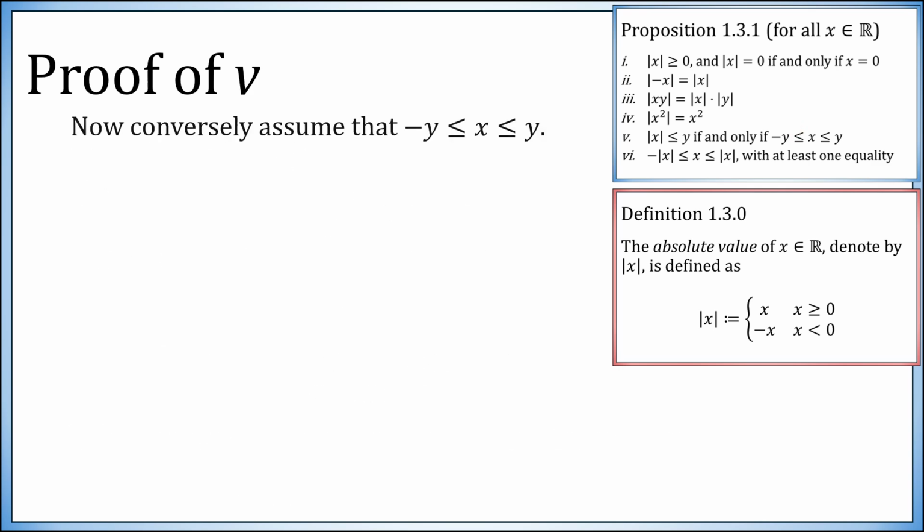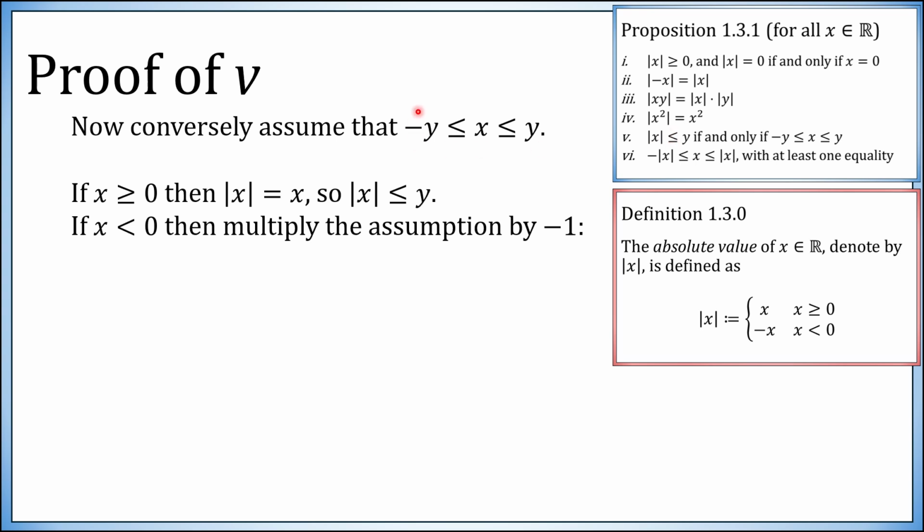We need to assume that x is in between minus y and y. Now we'll try to derive that the absolute value of x is less than or equal to y. Again, two cases. First, if x is bigger than or equal to 0, absolute value is simply the identity function, meaning this is the absolute value of x, and it's less than or equal to y. That's all we needed to establish.